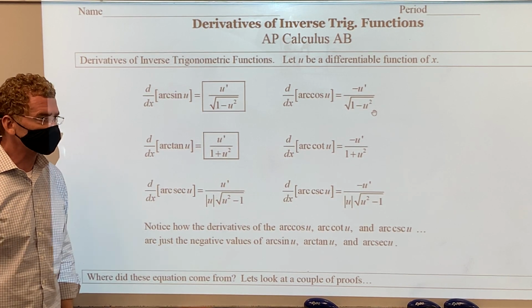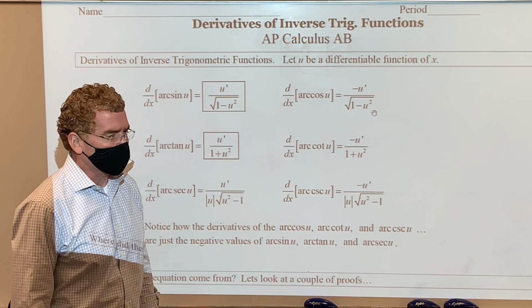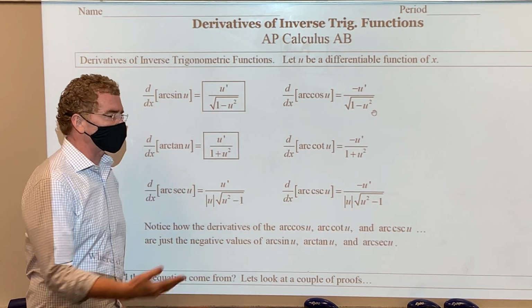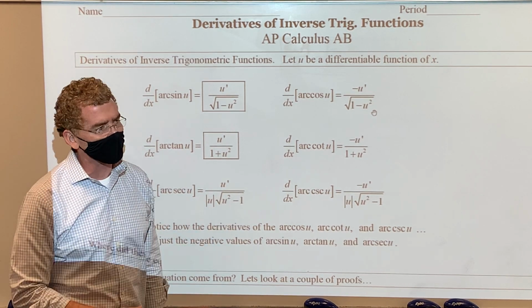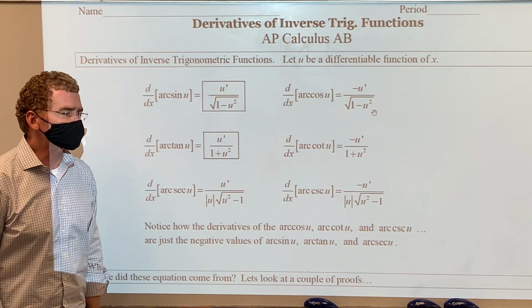Yes? Can we store these formulas in like a Word doc on our calculator? Yeah, you can. But the problem is you're not going to see that question show up when you have your calculator out. You're going to see it on the non-calculator part. So they're not stupid at AP.